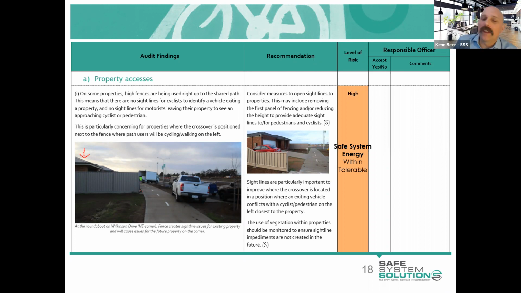Safe system energy on this one, we put sort of within tolerable. Now it's sort of borderline. I mean, we know around the 30 km/h mark is where there's exponentially increasing death for cyclists. It really quickly kicks up significantly after that.